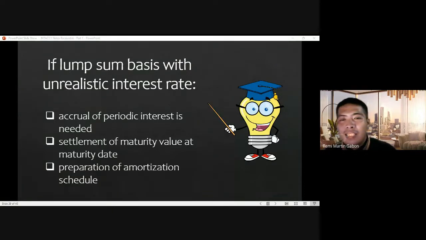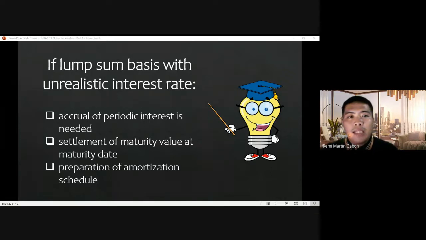When we say unrealistic interest, guys, yung difference ng stated interest sa market interest rate is far significant. Okay? Yung difference nila, significant masyado. Okay? Kaya ganon. So yan.